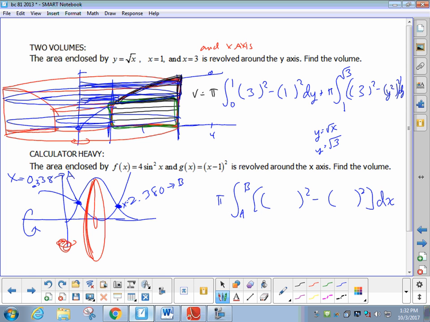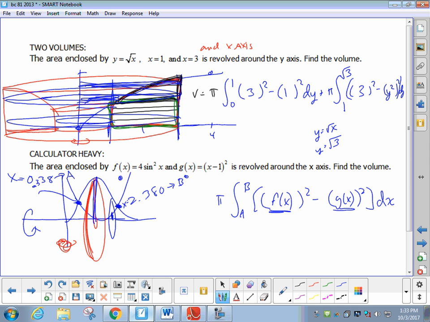Dx. Also on the AP test and on my test, it is not required that you rewrite the whole function. That's a huge time eater. If it has a name, use its name. F and G. You don't have to write the whole thing. What is big R? F, G, or something else? F. Big R is the distance from the axis to that curve, and that's the sinusoid. So it's F. Little r is the distance to the parabola, which is G.